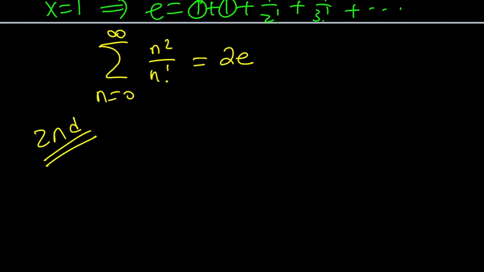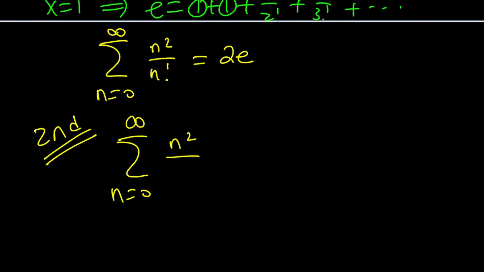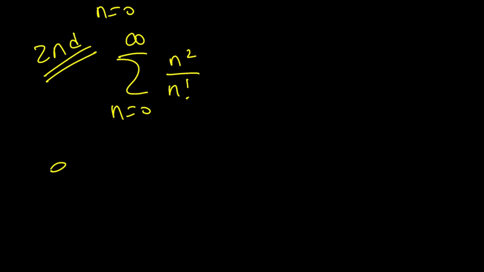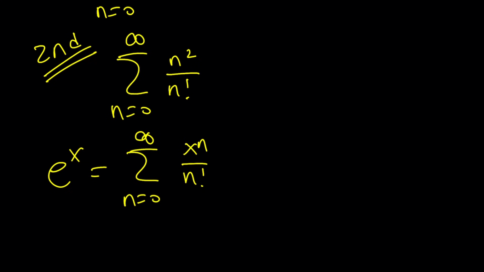So here's how the second method works. We're going to start with our sum again, and we need to prove or just find 2e at the end. Otherwise, one of the methods will be incorrect, right? So again, one more time, we have e to the x equals the sum from n equals 0 to infinity of x to the n divided by n factorial. Something that you should memorize, right?